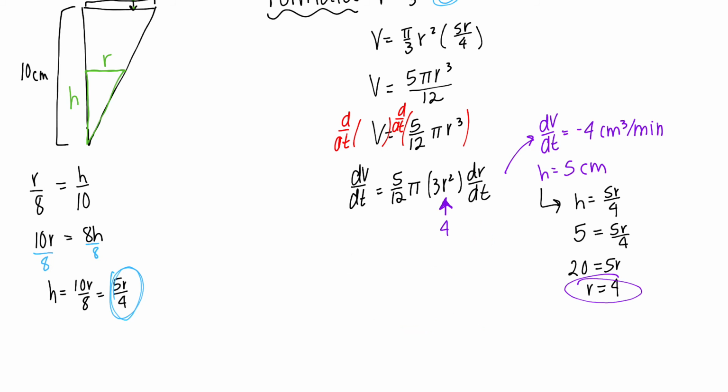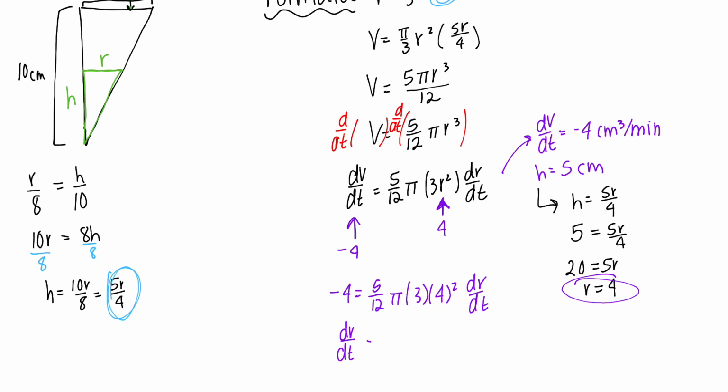Just made a mistake here. dV/dt, I thought that this was an r because sometimes my r's look like v's. dV/dt is negative 4, so this is actually negative 4 over here. So it's going to be a little bit different. You have negative 4 equals 5/12 pi, 3 times 4 squared. dr/dt is what we are solving for.